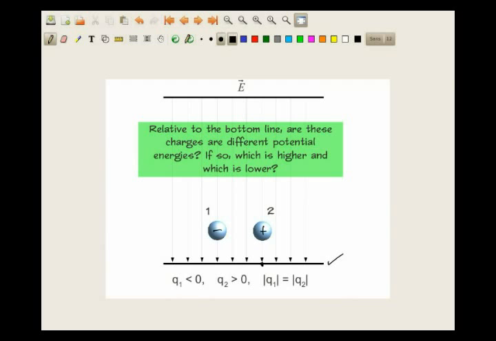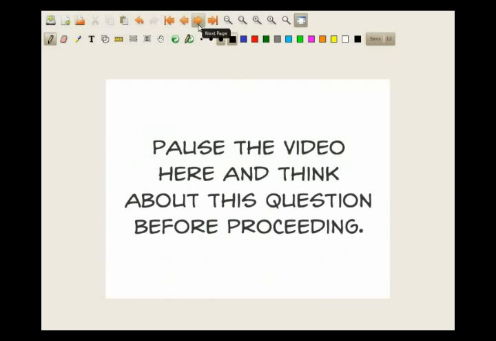Now think about the electric force acting on a positive charge and acting on a negative charge. What direction does the electric field want to take the positive charge? That's the direction of decreasing electric potential energy for the positive charge. What direction does it want to take the negative charge in? That's the direction of decreasing potential energy for the negative charge. Okay? So what I want you to do is think about this question. I want you to pause the video here and think about this before proceeding.